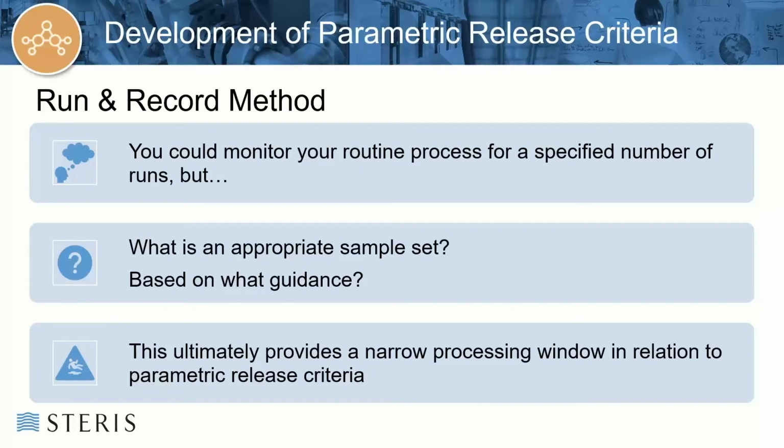So what is the current state of affairs at the moment? Currently most manufacturers going to a parametric release method would use a run and record method. Really, you could monitor your routine process for a specified number of runs, but what is an appropriate sample set? Some customers use 30 cycles as an appropriate sample set, and based on what guidance? So this ultimately provides a narrow processing window in relation to parametric release criteria.